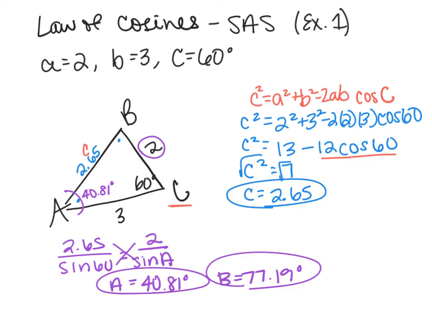So your key things to remember when you're setting up the equation, the angle you're using should be the same letter as the side you're setting it equal to. And then after you get this first side, when you move on to your angles, if you're using law of sines, make sure you go for the smaller angle first. So use the smaller measurement.